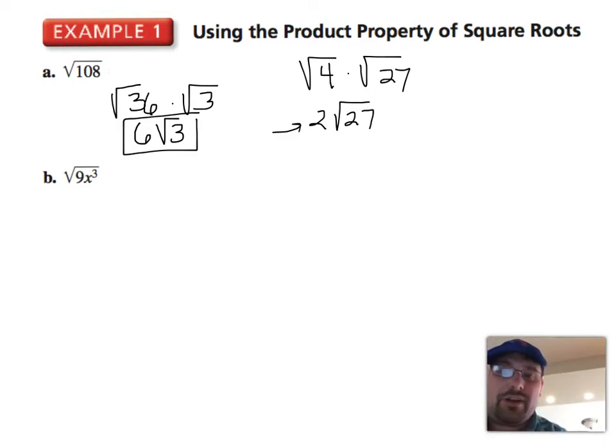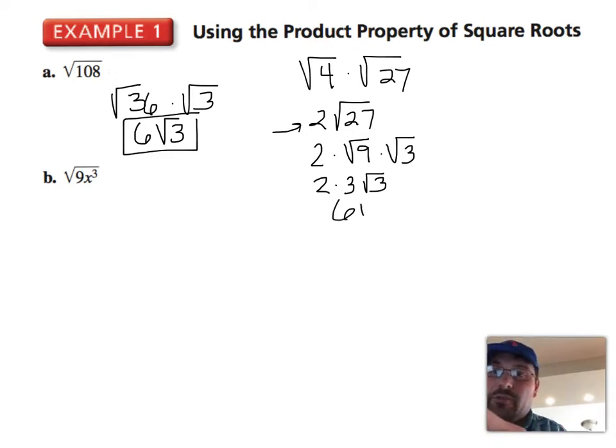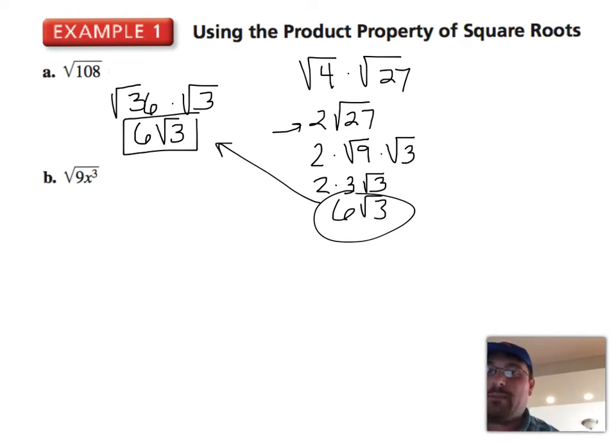If you have a number outside, 2 multiplied by, and then you break this up into root 9 multiplied by root 3. I now can simplify root 9, which is 3, and that gives me 6 root 3. Now it's more steps, but it still will lead you to the same answer of 6 root 3.